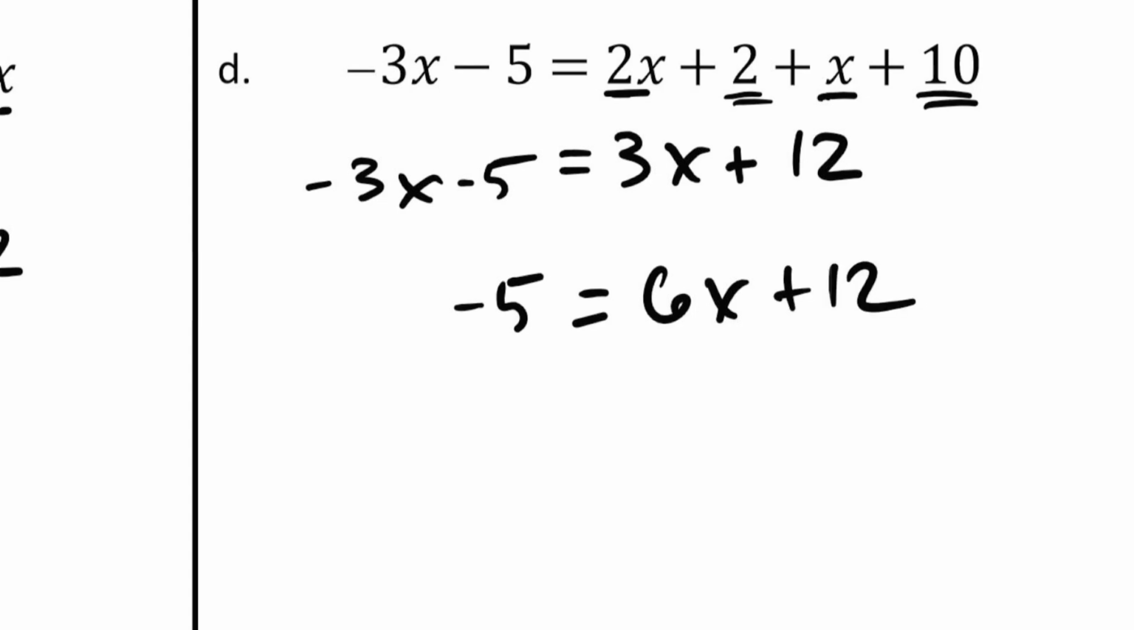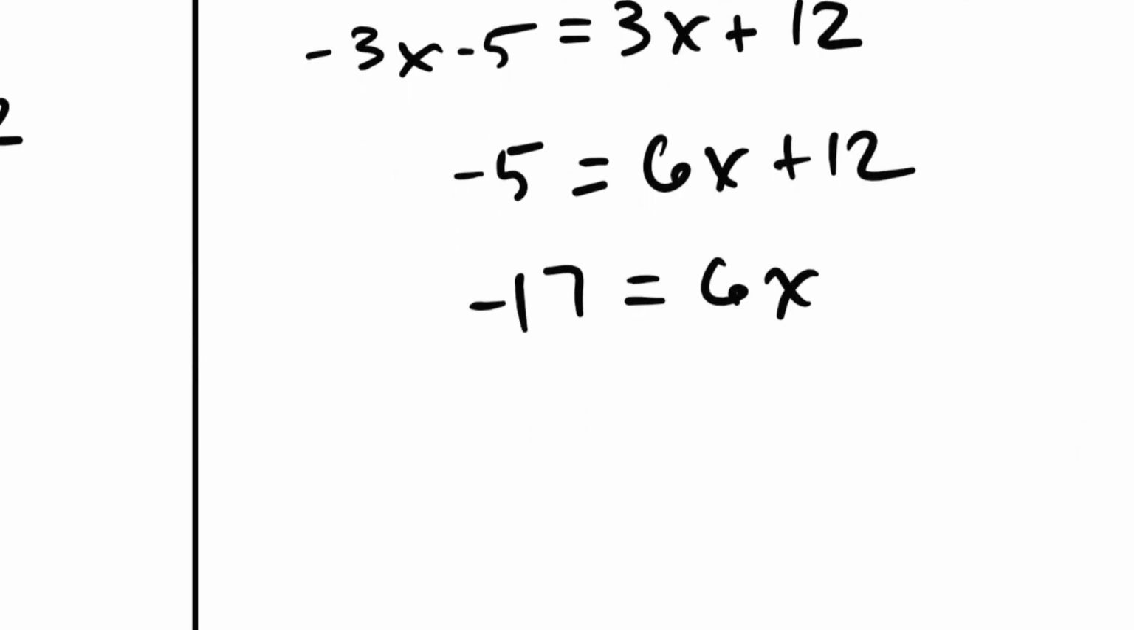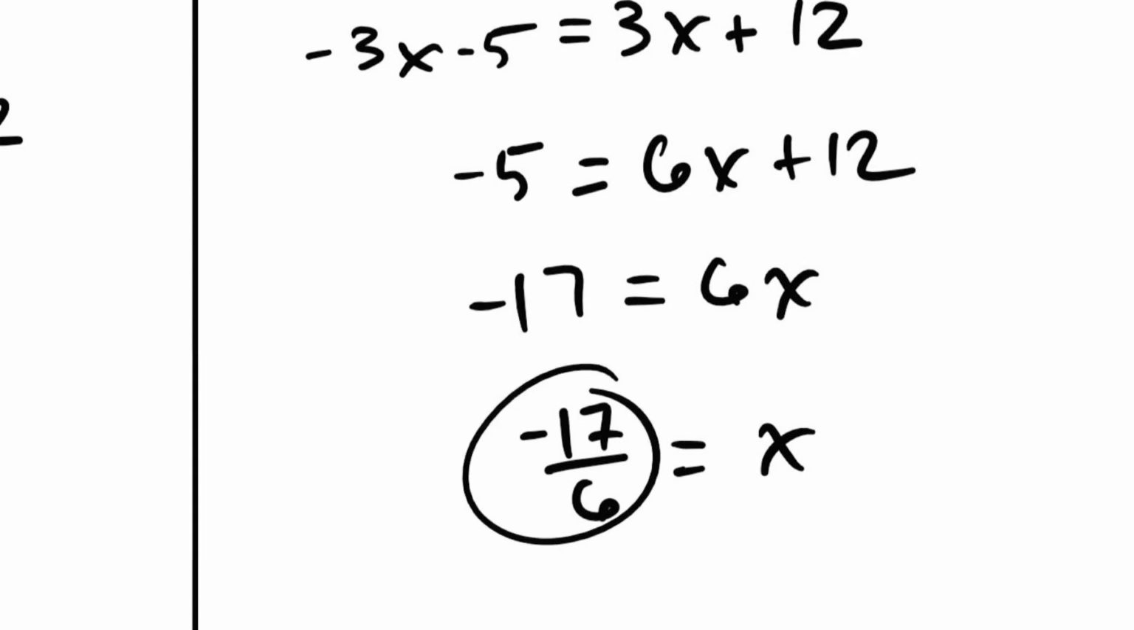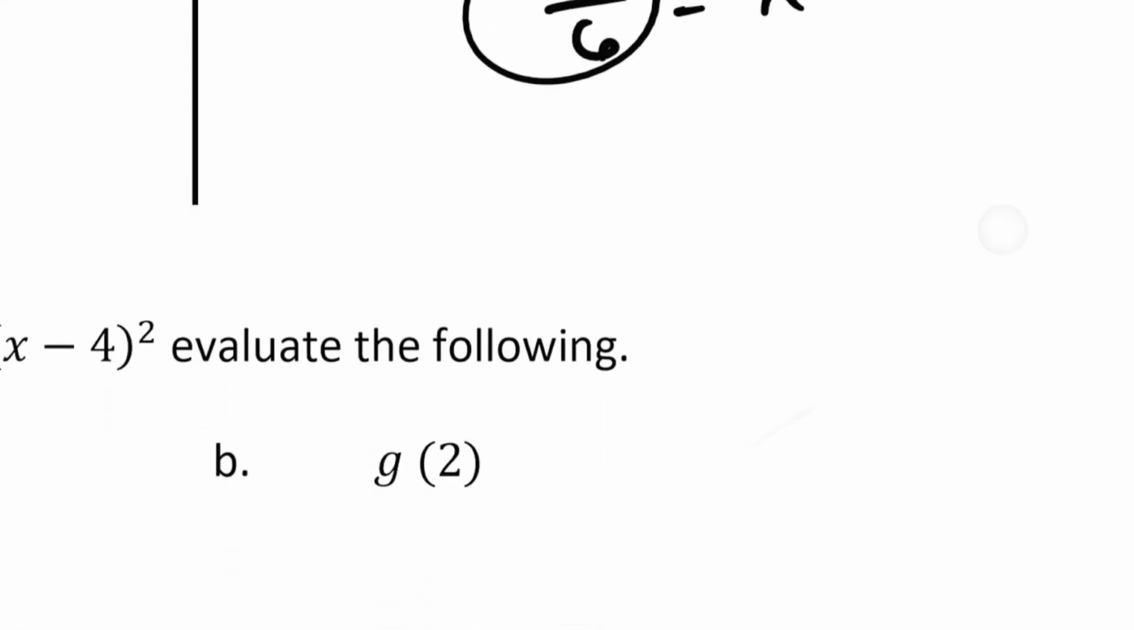And I'm going to subtract 12 from each side. -5 minus 12 is -17. That's 6 times x. And then if I divide both sides by 6, I get that -17 over 6 is what x is. Again, there's no common factors there. It can't be reduced. So this is really just the preferred answer. Just leave it as this improper fraction.